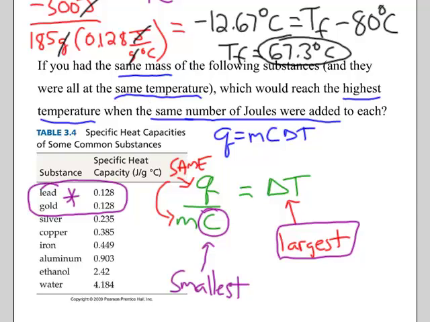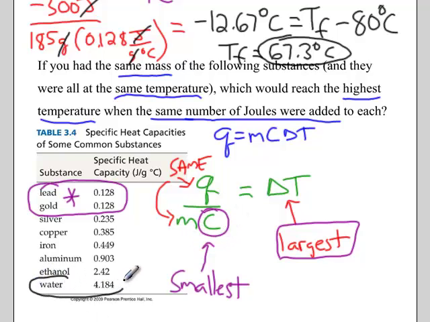Think about a problem like this and switch it around. What if they had asked you which one would reach, instead of the highest final temperature, the lowest final temperature? For the lowest final temperature, instead of the largest delta T, we would in that case want the smallest delta T. And for the smallest delta T, Q is still the same, m is still the same. What changes is the heat capacity C again.